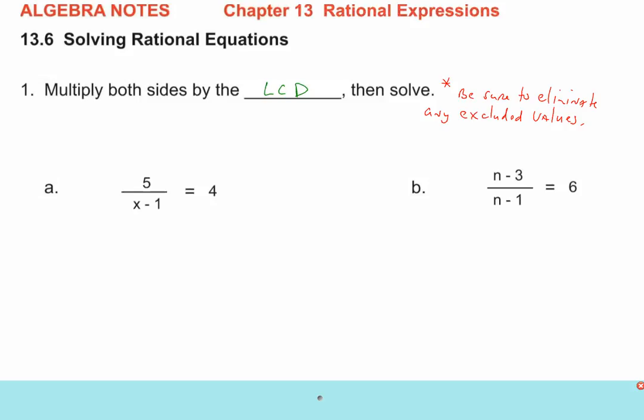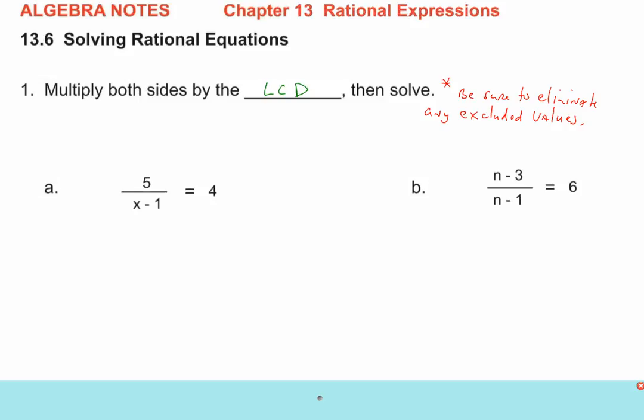Now, there are a lot of answers to a problem, and the excluded value may not be one of them. And quite honestly, in most cases, the excluded value is not one of the solutions, and therefore you're good to go. But you always have to be aware of the excluded values, because if you get an answer that's an excluded value, you have to cross it off. It's not a solution.